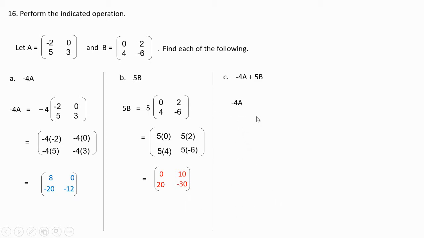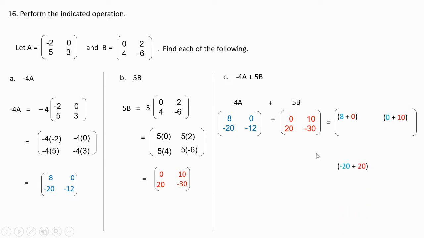Now part C, negative 4A, is in blue here. The 8, 0, negative 20, negative 12. And plus 5B is in red, what I just did right now. So what I was saying earlier, in order to add or subtract matrices, they have to be the same size. This is a 2 by 2 matrix. This is a 2 by 2 matrix. So they're the same size, so you can execute the operation, which is addition. So this will be 8 plus 0, 0 plus 10, negative 20 plus 20, and negative 12 plus negative 30.